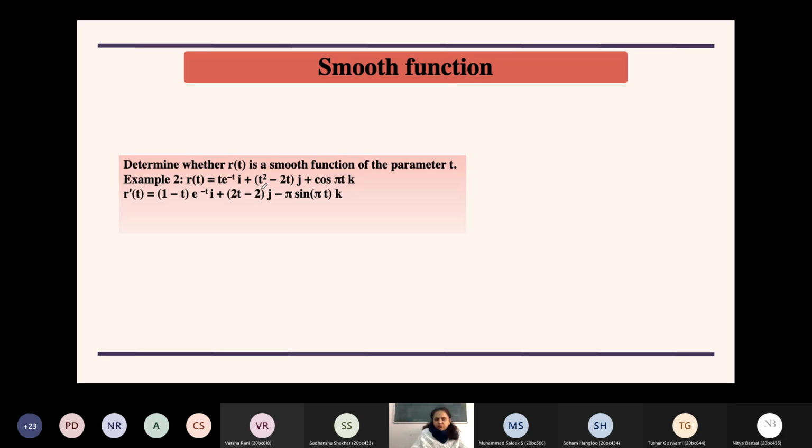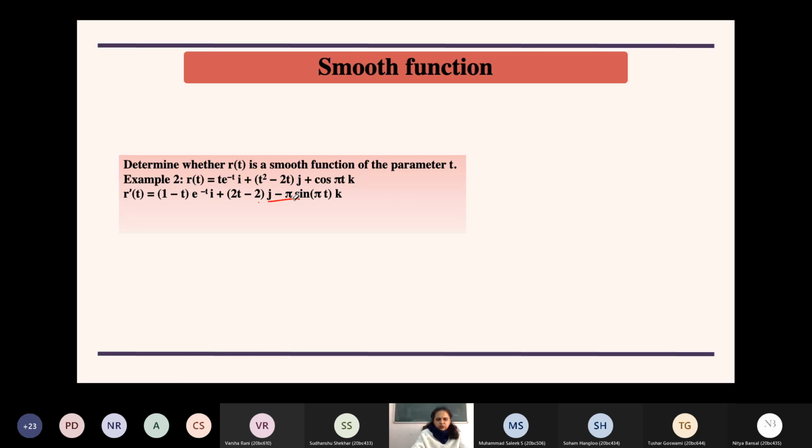Then for the y component, you have 2t minus 2 as the derivative, and for this component, you have minus of pi sine pi t. So that's the derivative function for this particular r(t). And you can also see that this is continuous because it is defined for all values of t. Each of the components is defined, and they are polynomial expressions for the first two and trigonometric for this third one. So obviously they are well defined and continuous as well.